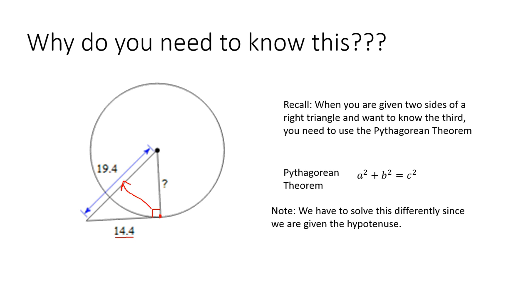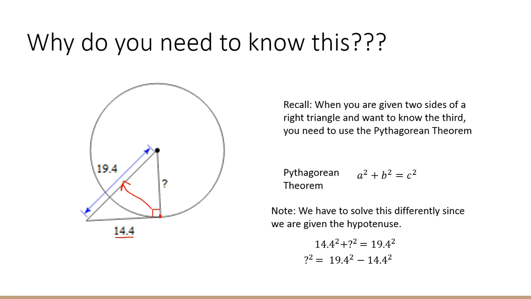So substituting into our formula, we are going to have to solve it differently since we are given the hypotenuse. So 14.4 squared plus question mark squared equals 19.4 squared. Remember, 19.4 is my c because it's my hypotenuse. To solve this, I have to subtract 14.4 squared from 19.4 squared. So I get question mark squared equals 169.